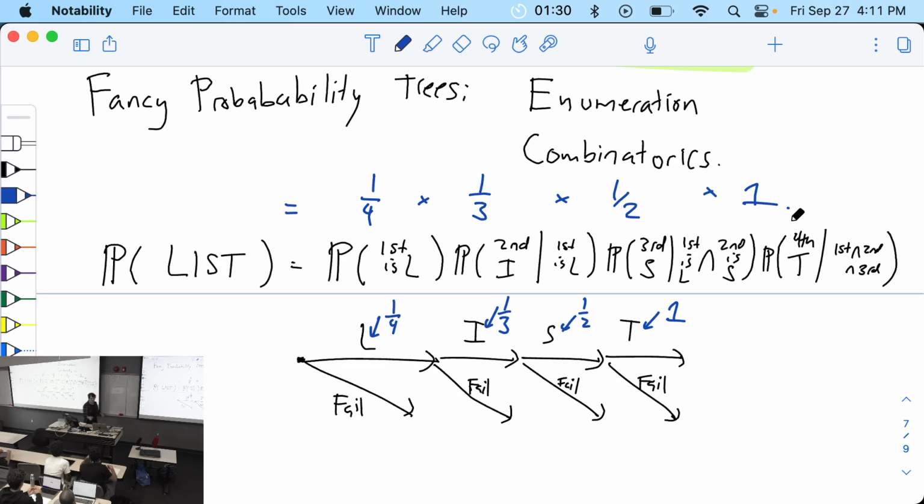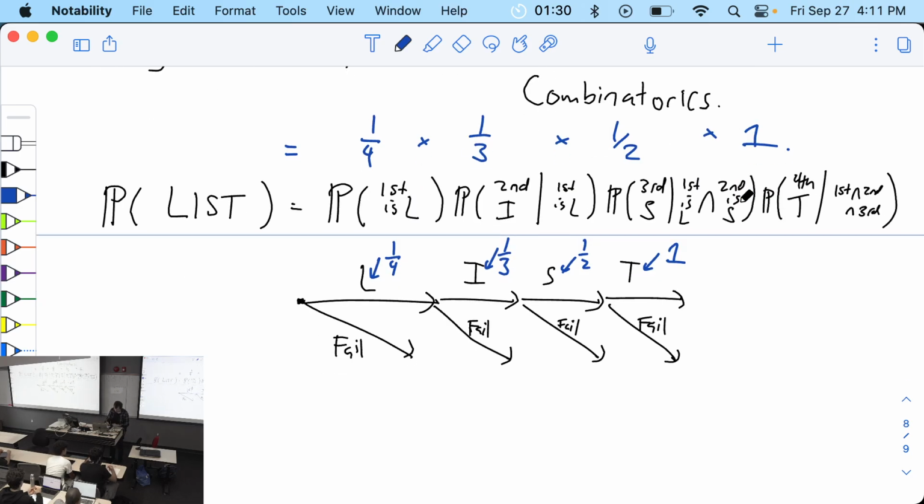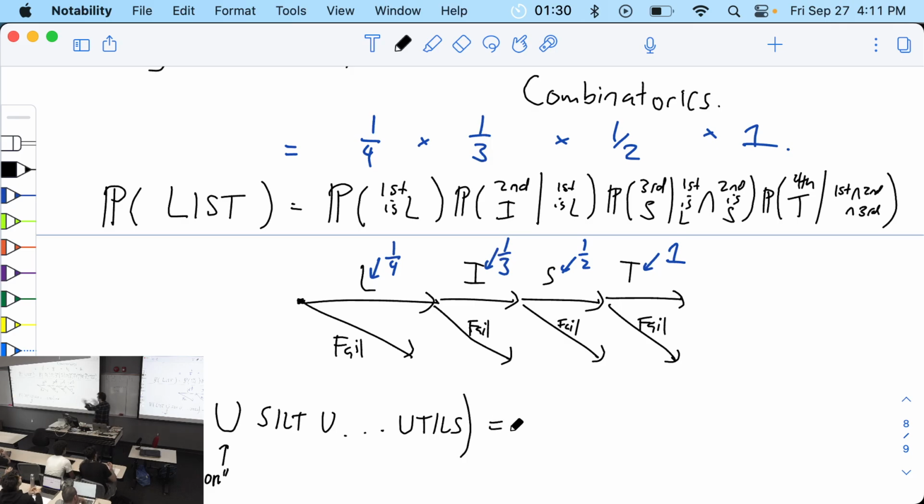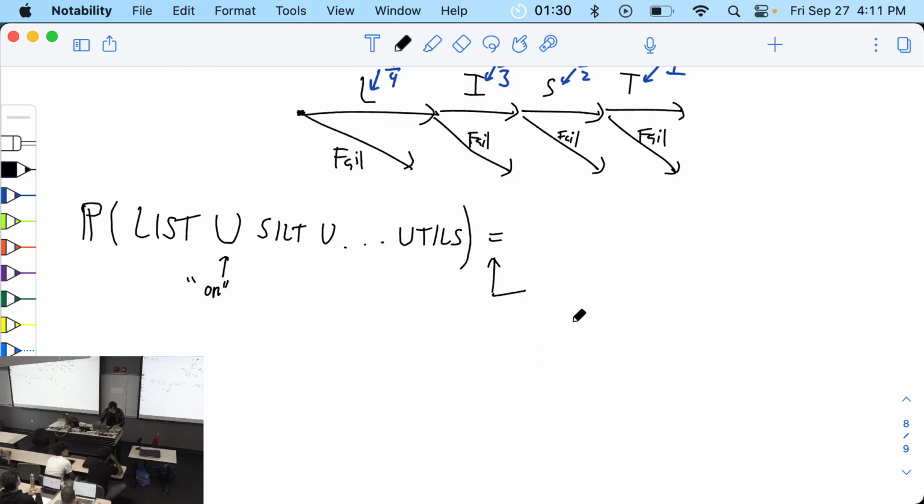And then if you want to know what is the probability for all of the words, so probability of list or, remember union is or, list or silt or whatever the other 5 words were. What's the last word? Tills. I don't know. It's going to be the sum of all these. These are disjoint events. You can't be both list and silt. So you add them up. This is the sum rule for disjoint events.